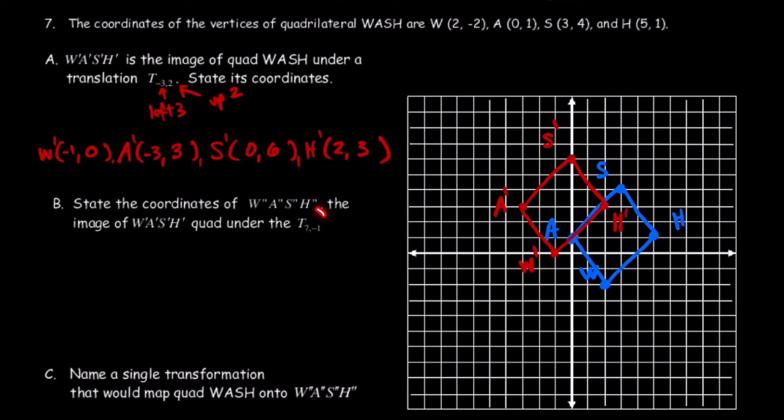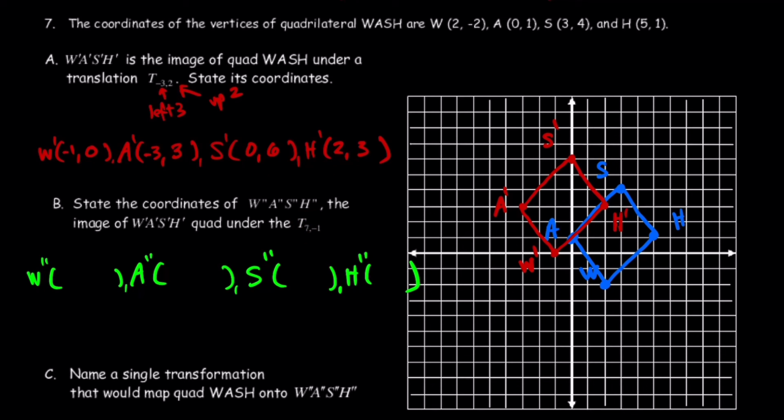This translation is 7, -1. So for this one, I'll state the coordinates first. W double prime, A double prime, S double prime, and H double prime. So what I want to do next is take the 7 and add it to all of these x values up here.